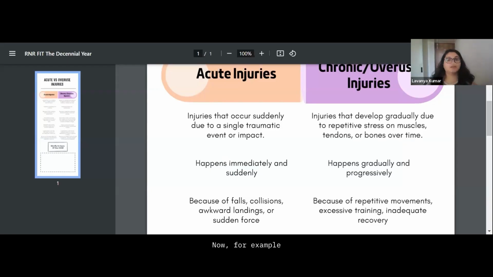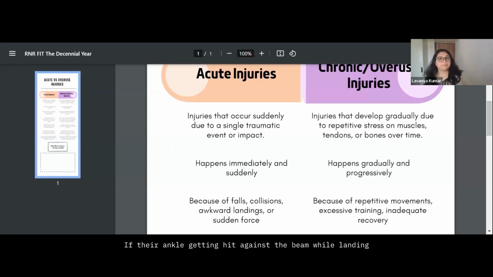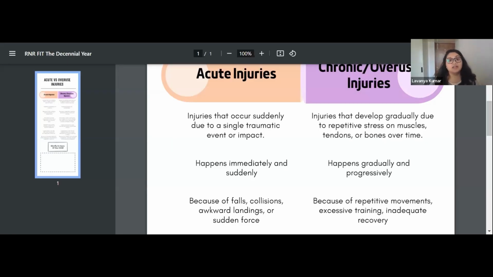Now, for example, a child just hitting themselves against the rod or the doorknob, hitting themselves against the vault, or even the beam, the ankle getting hit against the beam while landing. That can be considered an acute injury.